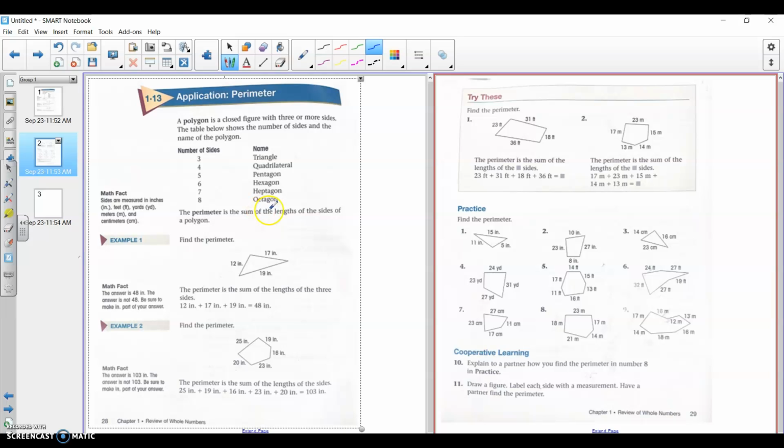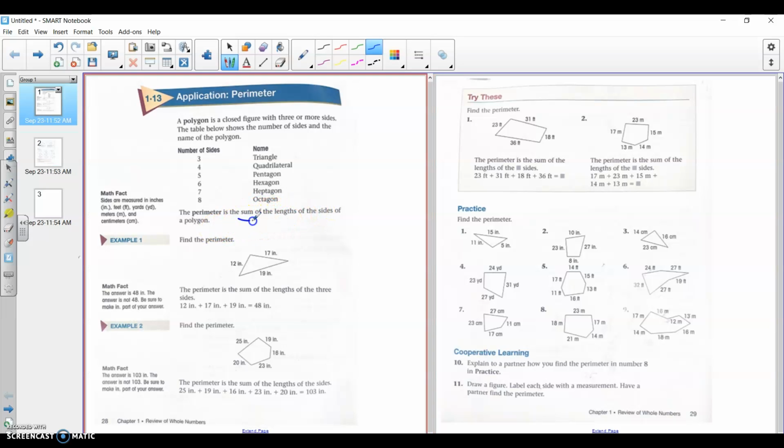The perimeter is the sum of the lengths of the sides of the polygon. Sum right here is the key word, and I'm just going to put a little arrow out here. It's going to mean to add. So you are adding up the sum of the lengths of the sides of the polygon.